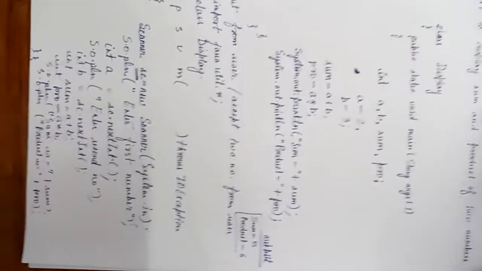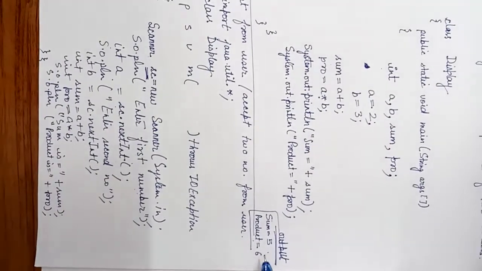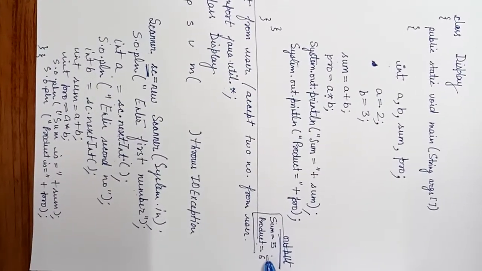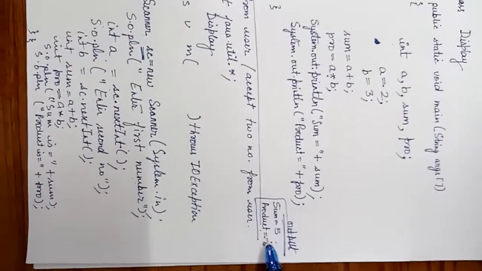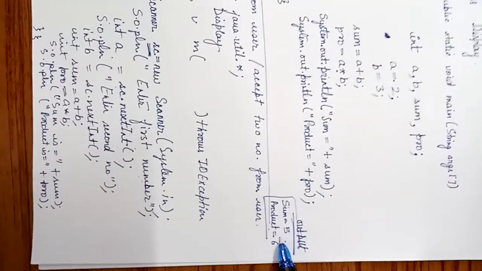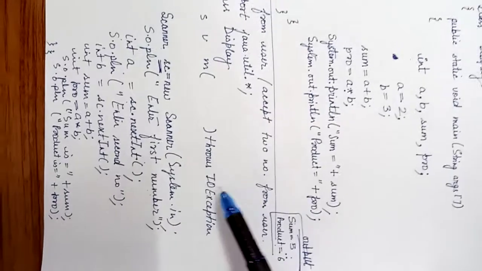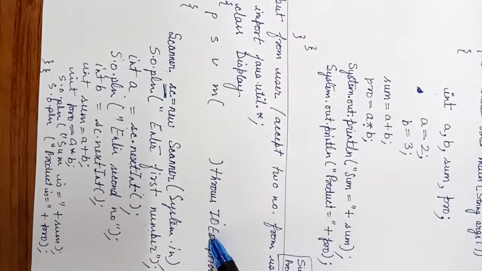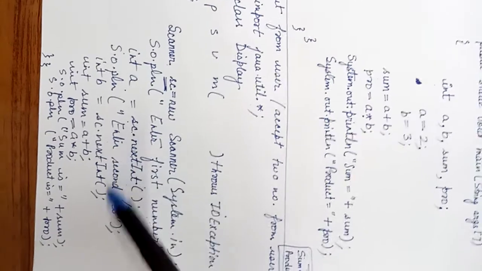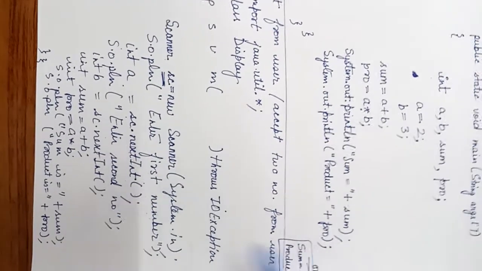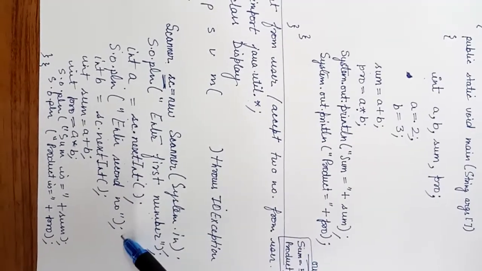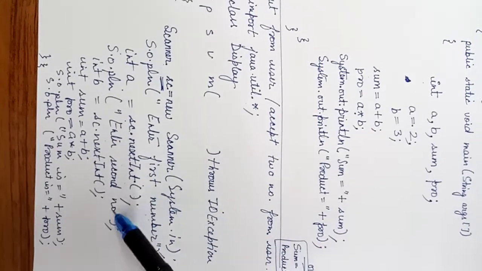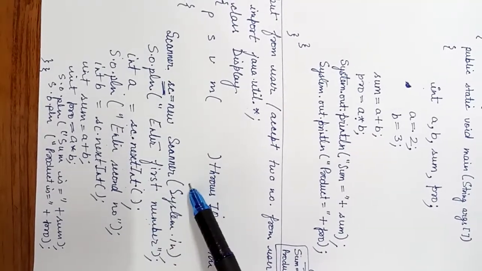Both are the same programs, and the output will be the same if the values are the same. You have given 2 and 3. When you run this program you will be asked to enter the values of A and B. If you give 2 and 3, you will get the same output in the same manner. Okay, the calculation work is the same, but the method of taking the input is different.